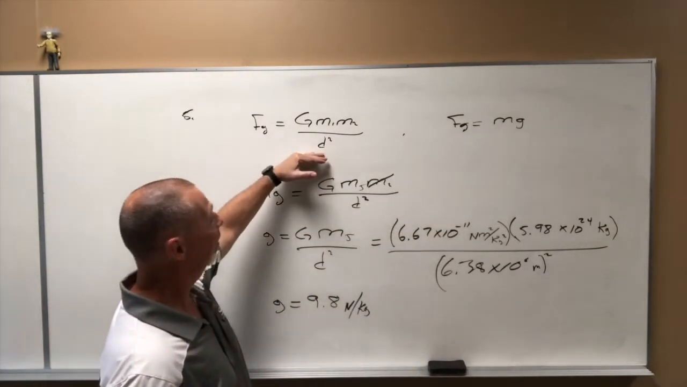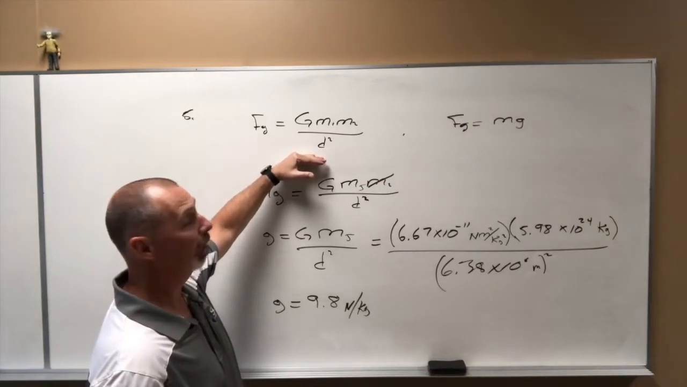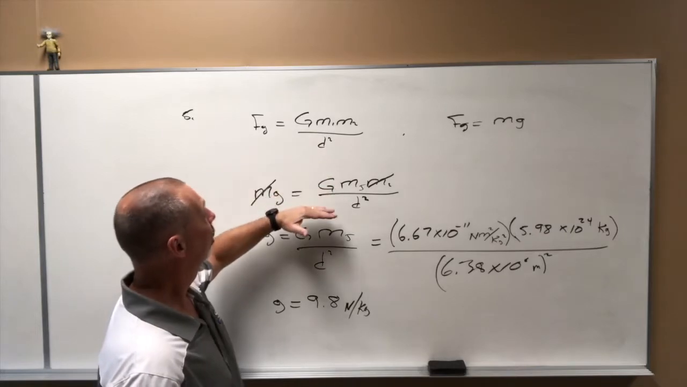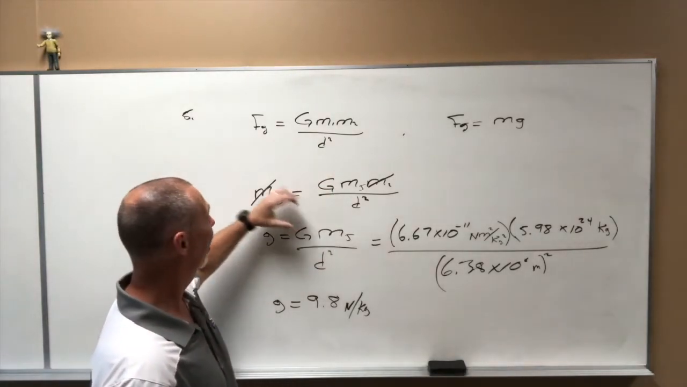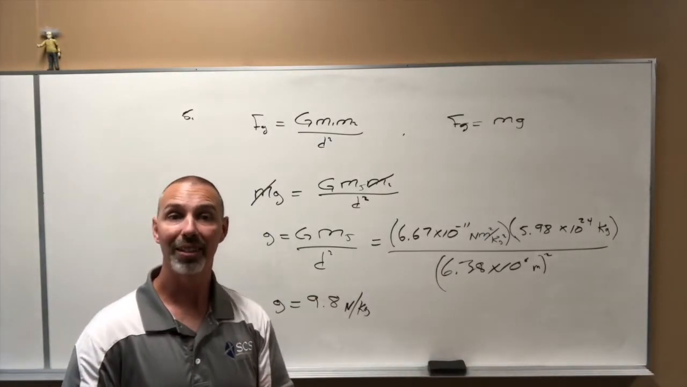On any planet, anywhere in the universe, the force of gravity is equal to G m1 m2 over d squared. It can always be this, okay, where again, one of the masses is going to cancel out because that's the mass of the object that's on the planet.